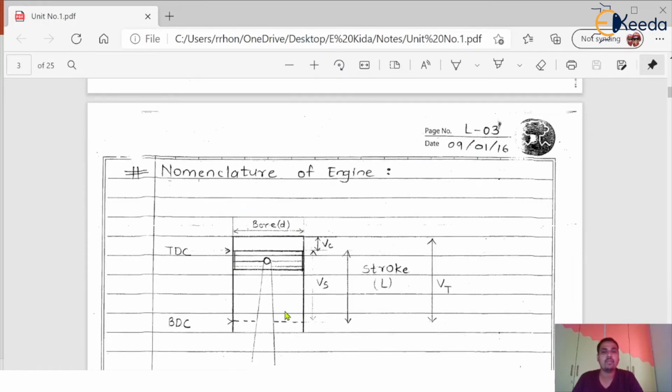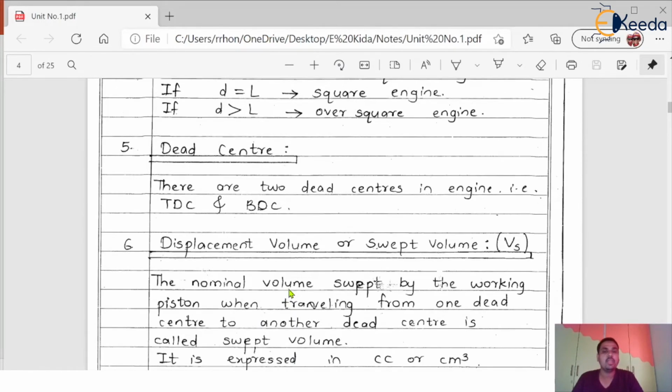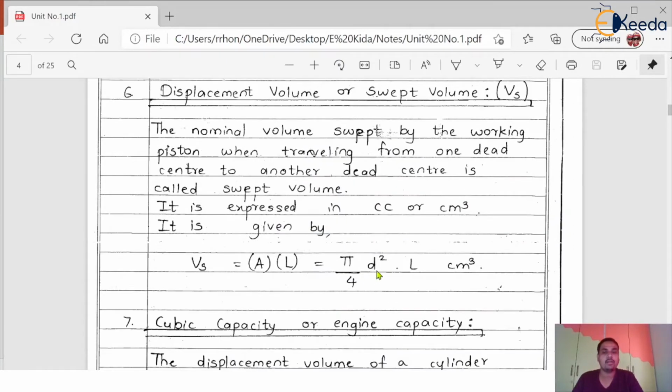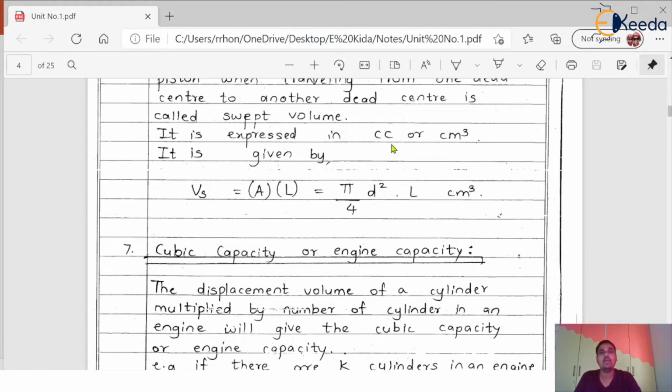So the area of the cylinder is always pi by 4 d square, where small d is the diameter of the cylinder. So pi by 4 d square into capital L, the stroke length, gives the volume. That's why the unit is centimeter cube. This is about the displacement volume. It is always shown with the help of the unit centimeter cube or cubic centimeter, cc.